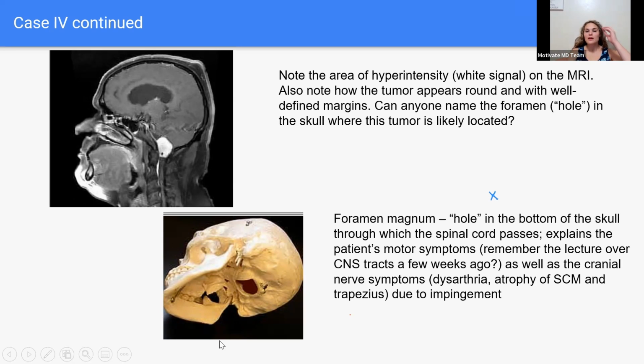through this foramen magnum. So if there's a pathology here, which obviously there is, because we see this big tumor sitting right there, this explains the dysarthria and the atrophy of the SCM and the trapezius, because the cranial nerves that control those muscles are near that area. Additionally, all of the weakness symptoms are certainly explained by where this is, because the motor tracts that we learned about pass through this area in the spinal cord. And so if we disrupt the motor tracts, then we start to have some of those symptoms that we had talked about earlier, the weakness and all that kind of stuff.